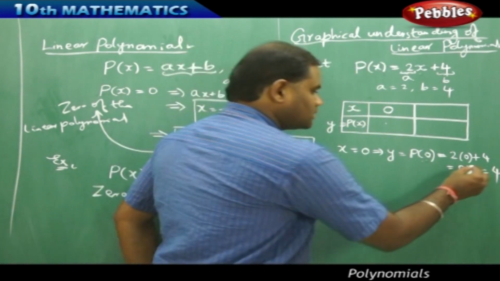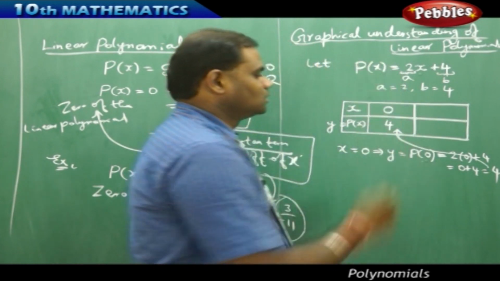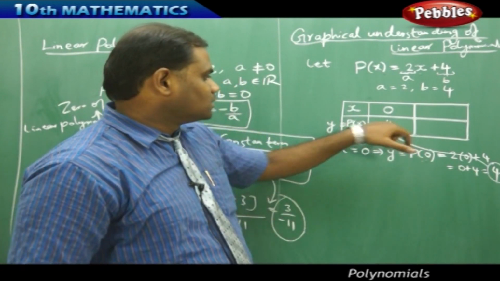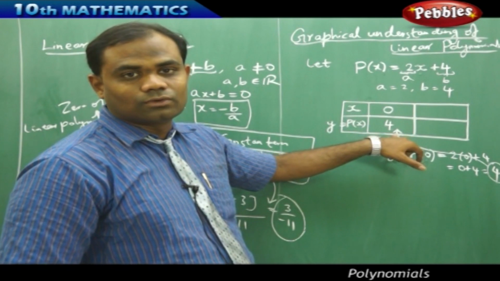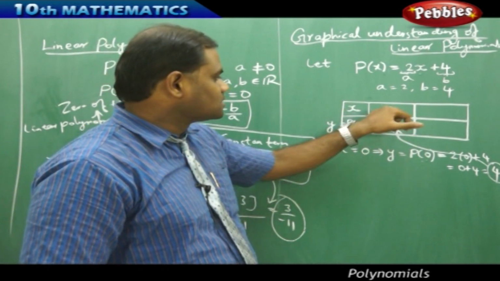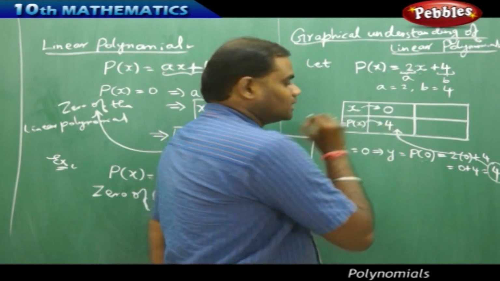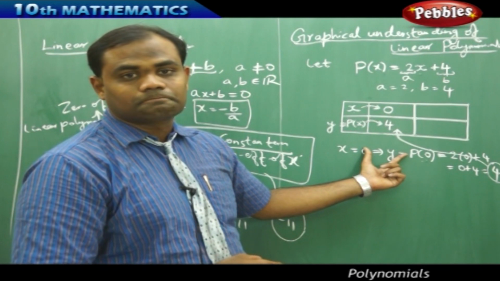And therefore, this value comes in here as 4. So this is the value which comes in place of this column and the row corresponding to x equal to 0. So this makes me understand that when the value of x is 0, the value of y is 4, is how I understand the second column of the table.